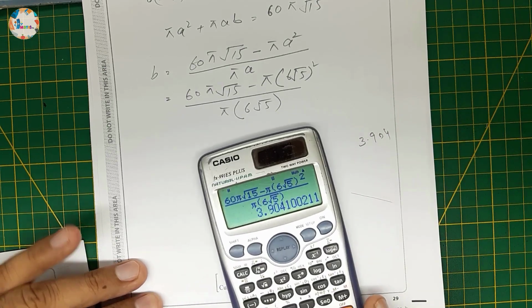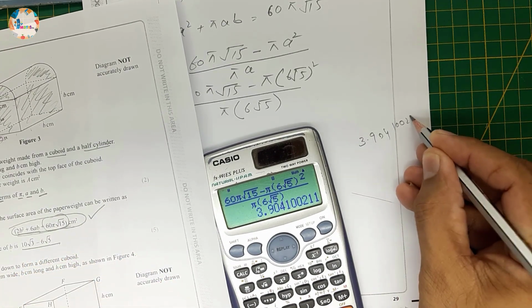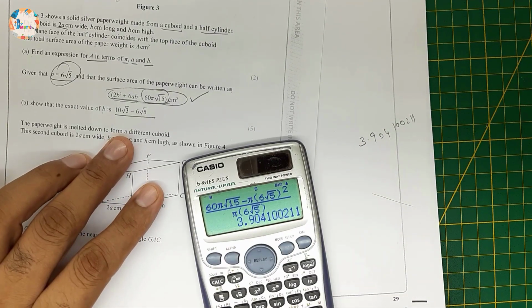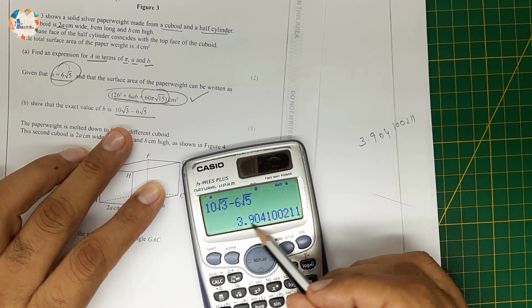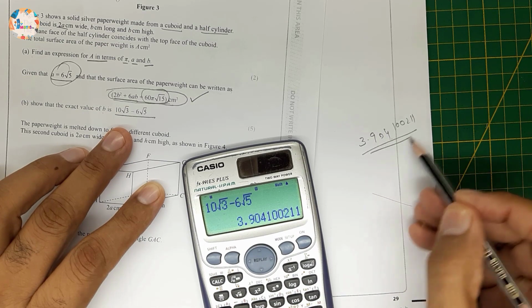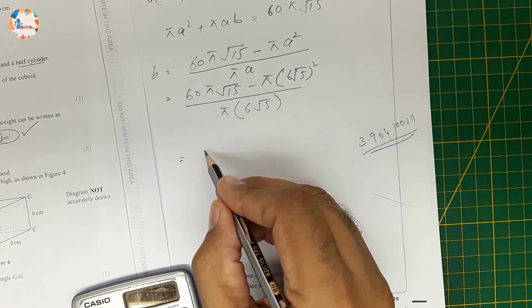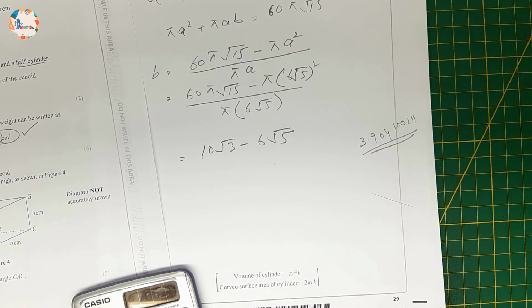and 3.9, if we check, 3.904, and this value which they have given is 3.904100211. If we check the value which they have provided, which is 10 under root of 3 minus 6 root of 5, and if you check, this is 3.904122. It's exactly the same as this one, so we can write this one is reducing to 10 under root 3 minus 6 under root 5.